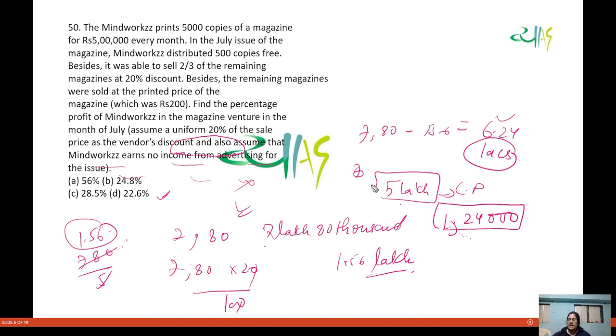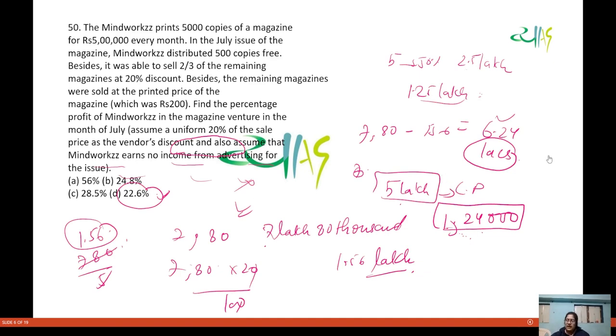We can tell directly how. See, 5 lakh, 50% is how much? 2.5 lakh. What is 25% of this? 1.25 lakh. 25% is 1.25 lakh, so 24.8% is what? 1 lakh 24,000, which is our profit basically.